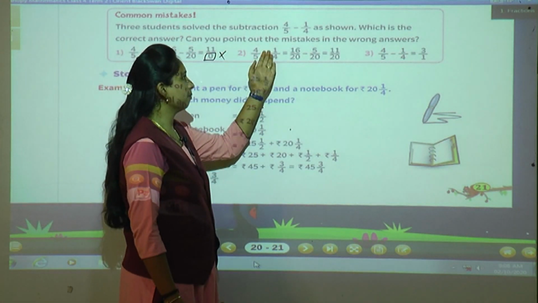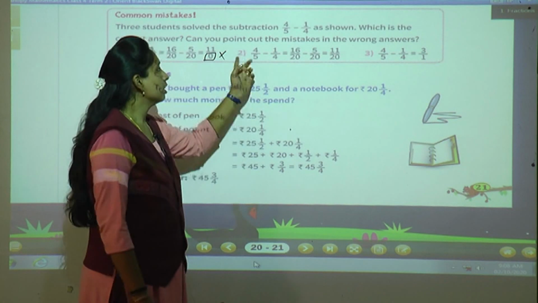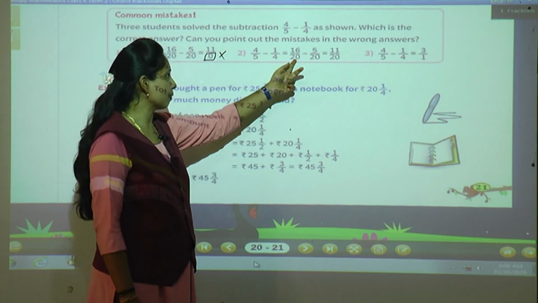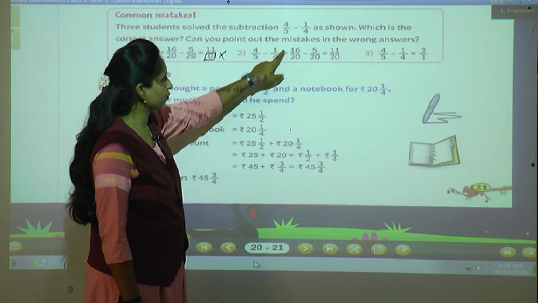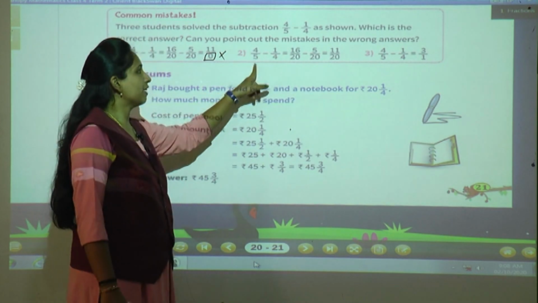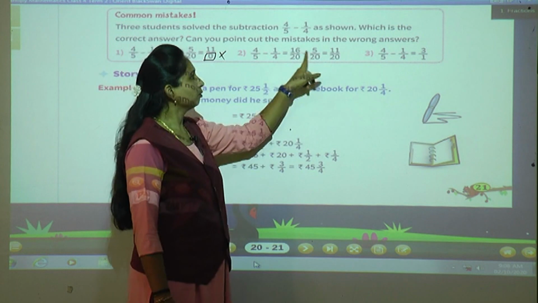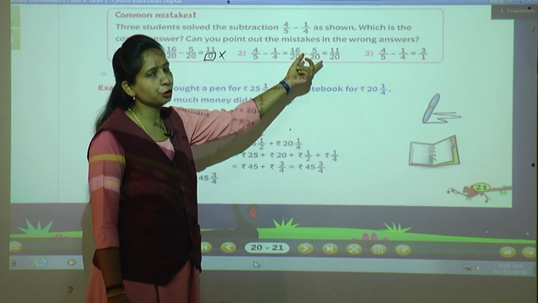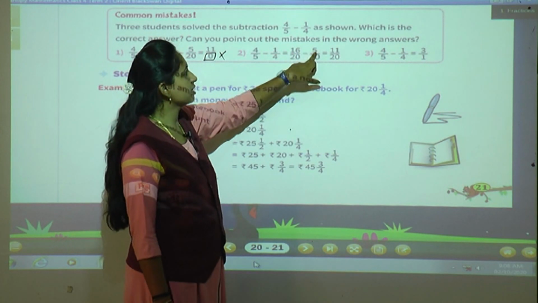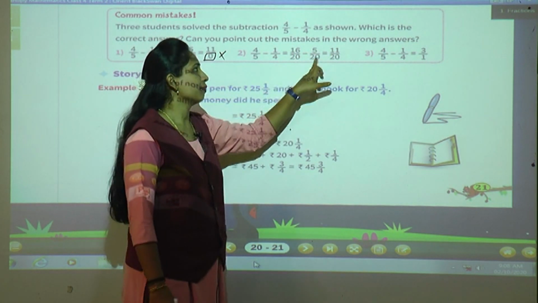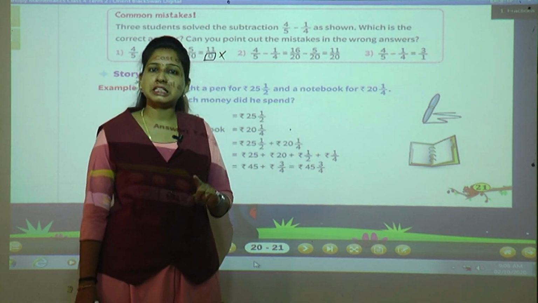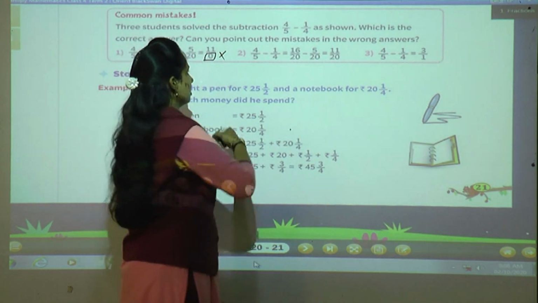Now let's see the second one. 4 upon 5 minus 1 upon 4. Now 5 4s are 20. The LCM of the denominators is 20. Then cross multiplication: 4 4s are 16, 1 5s are 5. Now we got the same denominators, so we can subtract the numerators. 16 minus 5 is 11. 20 we write only once. So 11 upon 20 is correct, isn't it?